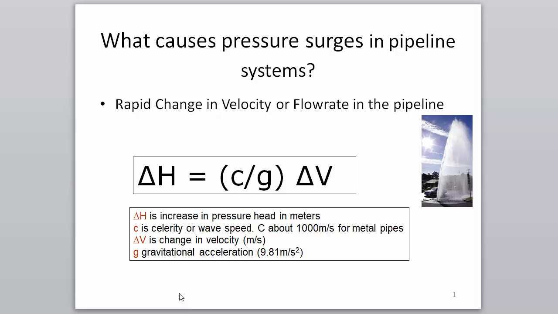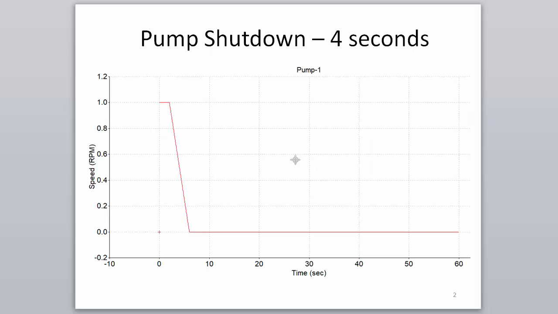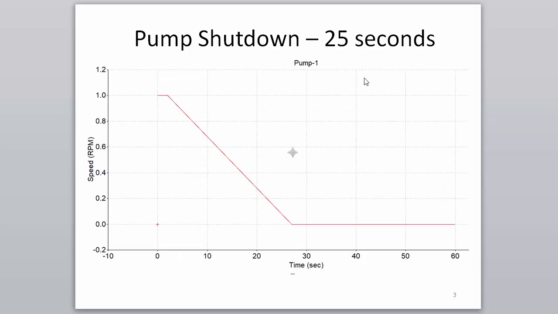First, let me explain the difference between a pump shutdown and a pump trip in the model. A pump shutdown is when the modeler turns off the pump in a specified amount of time. This graph shows the speed ratio of a pump versus time. The pump starts at a speed ratio equals 1 or at 100% normal operating speed and then ramps down to 0 or closed in 4 seconds.